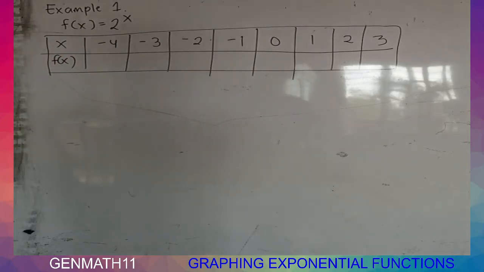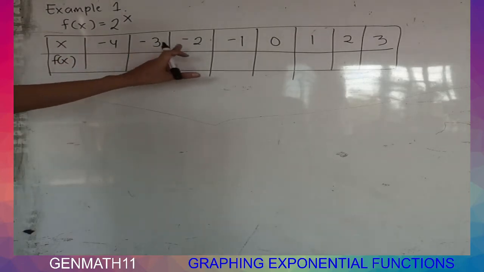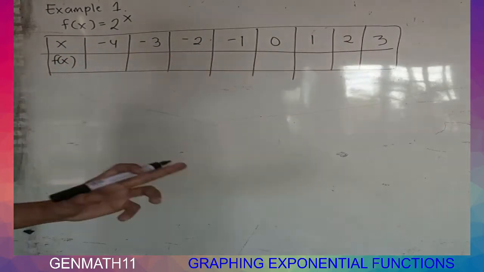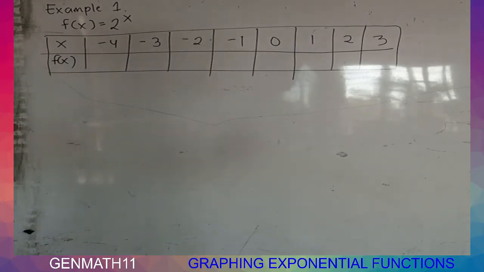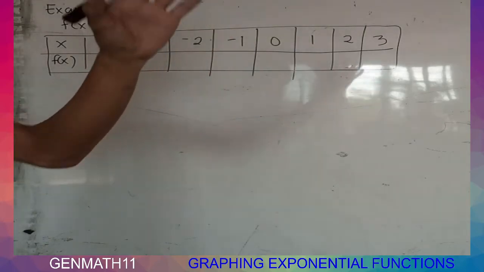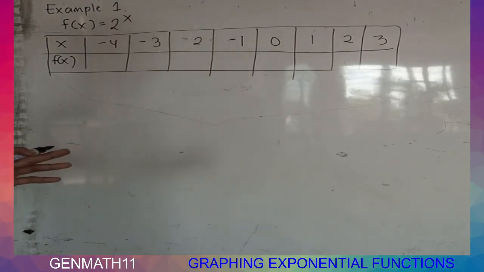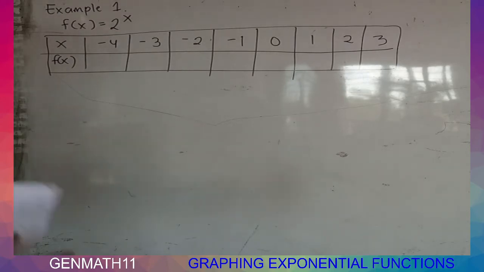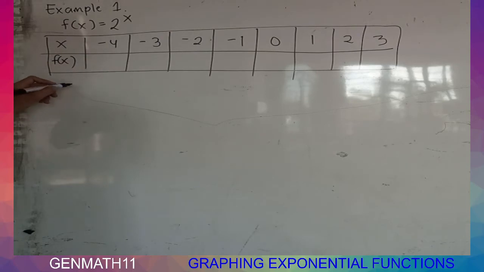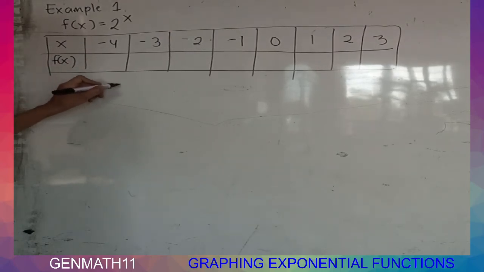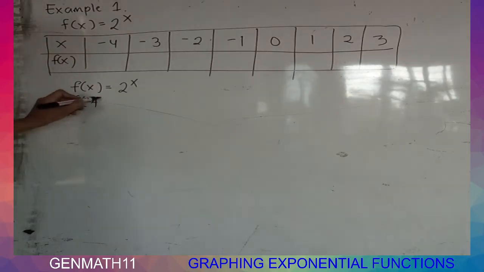For this case, gumamit ako ng 8 values of x para may pakita sa inyo yung graph ng ating f of x is equals to 2 to the x power. So, let's solve first or find the value of f of x or the y values natin, yung tinatawag din range. Let's start with negative 4. f of x is equals to, kopyahin ko lang yung function, then substitute natin yung values. Negative 4: 2 raised to negative 4.